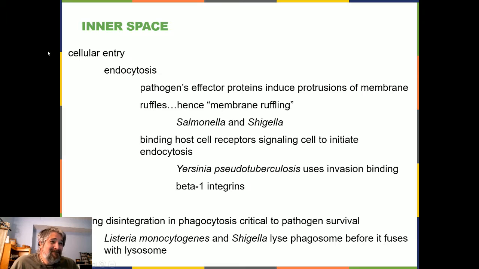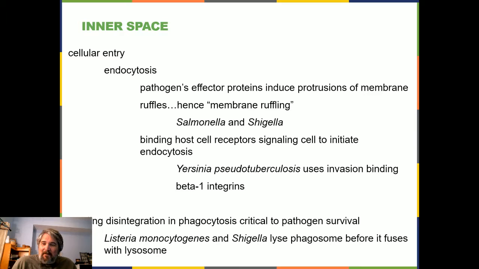All right, but anyway, here we're talking about cellular entry, and primarily this is mediated by inducing endocytosis. So the pathogen's effector proteins will induce protrusions of membrane ruffles, hence membrane ruffling, in Salmonella and Shigella. These are able to bind host cell receptors, signaling the cell to initiate endocytosis. Yersinia pseudotuberculosis uses invasin binding beta-1 integrins. If you take a cell biology course with Dr. Canning, you're definitely going to talk about integrins if you haven't already.